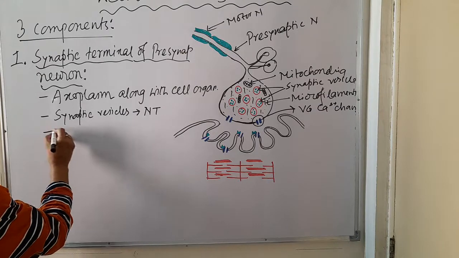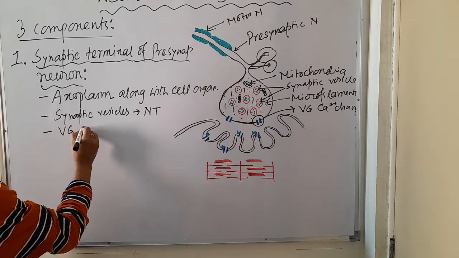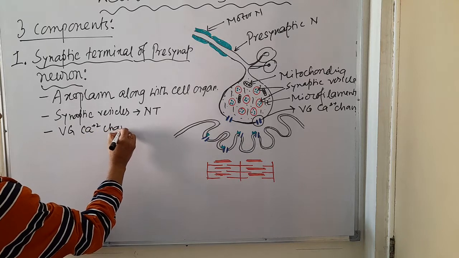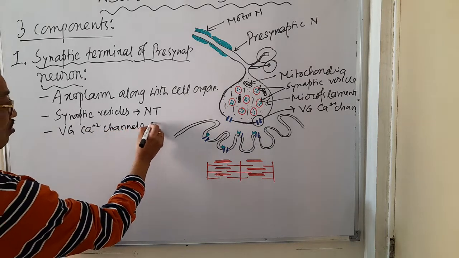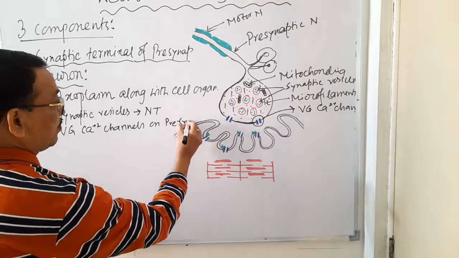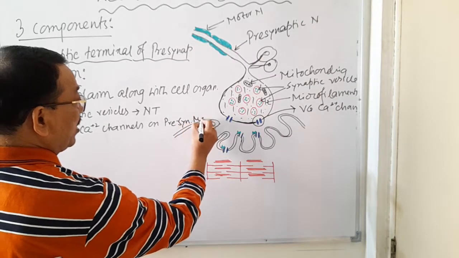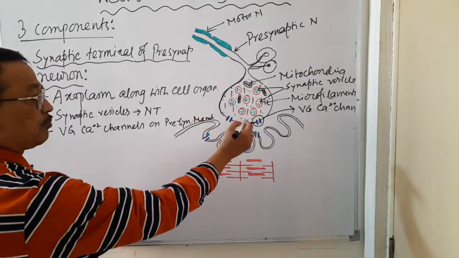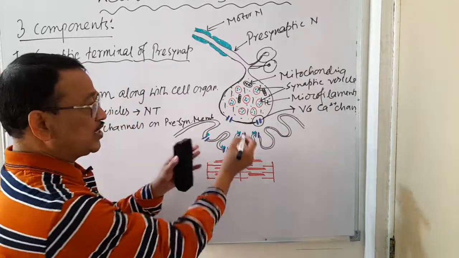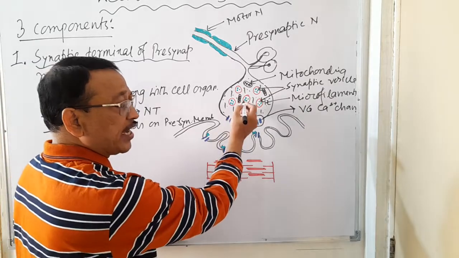So it contains voltage gated calcium channels on the presynaptic membrane. The presynaptic membrane contains the voltage gated calcium channels through which calcium ions can enter inside.